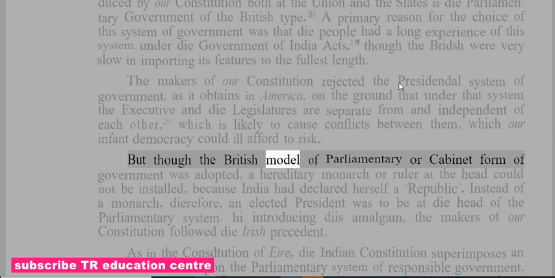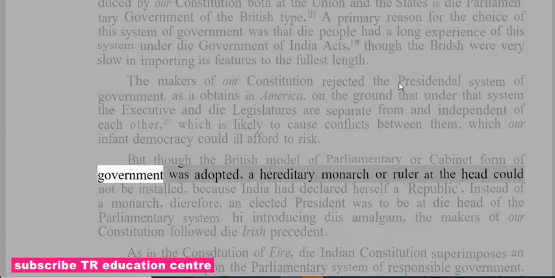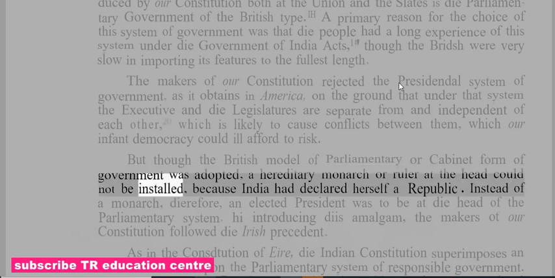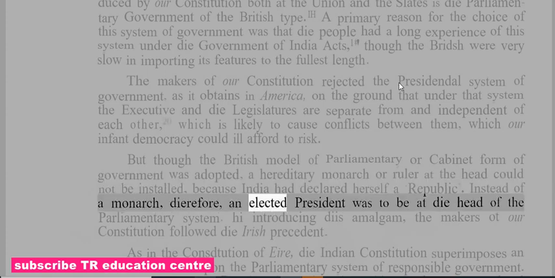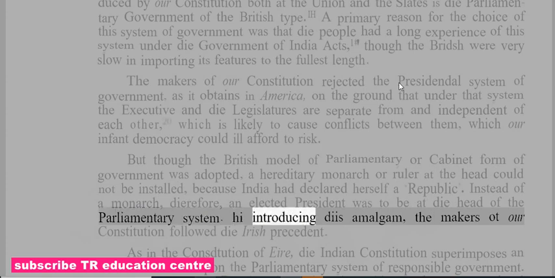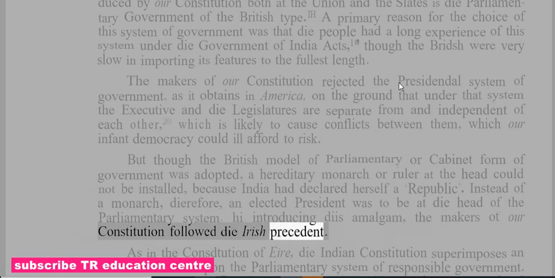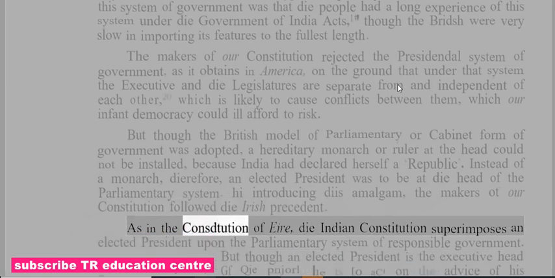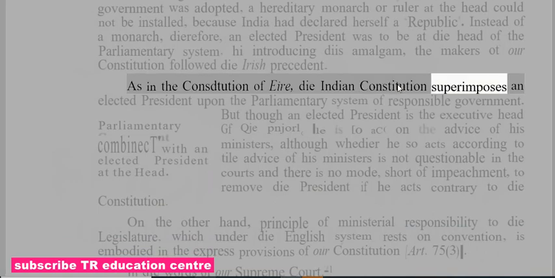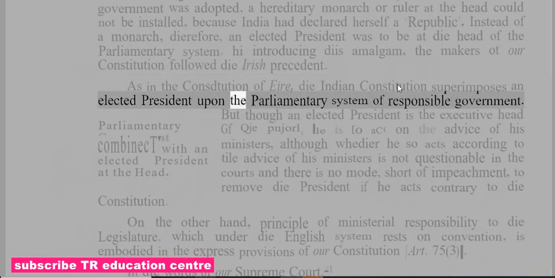But though the British model of parliamentary or cabinet form of government was adopted, a hereditary monarch or ruler at the head could not be installed, because India had declared herself a republic. Instead of a monarch, therefore, an elected president was to be at the head of the parliamentary system. In introducing this amalgam, the makers of our constitution followed the Irish precedent. As in the constitution of Ireland, the Indian constitution superimposes an elected president upon the parliamentary system of responsible government.